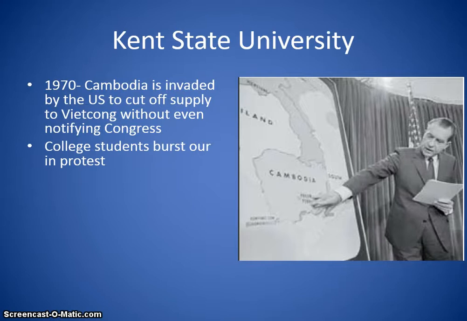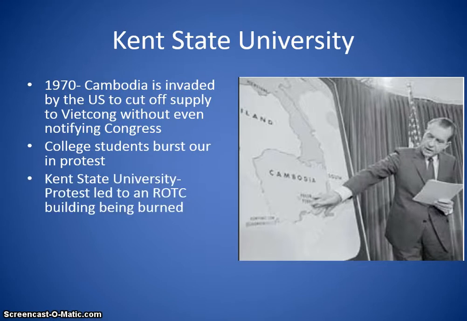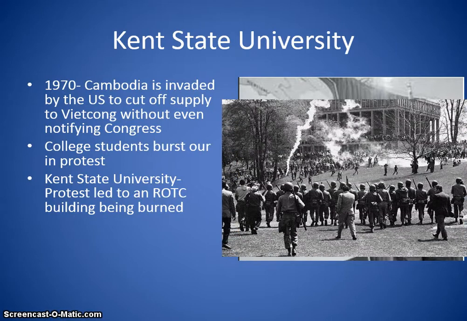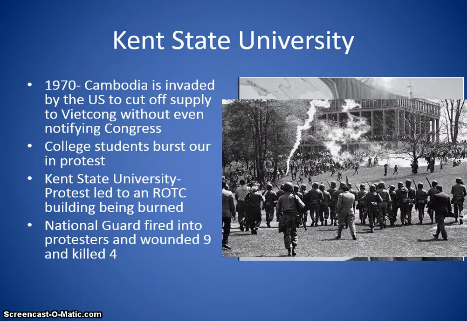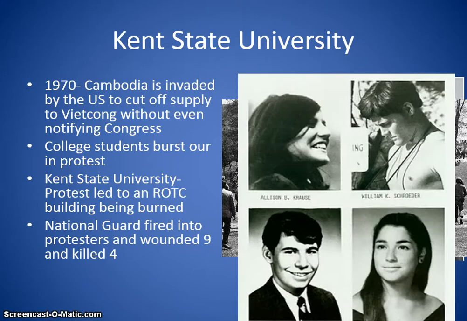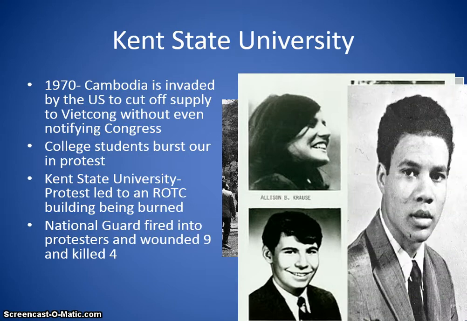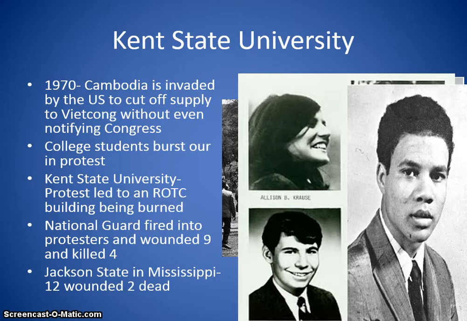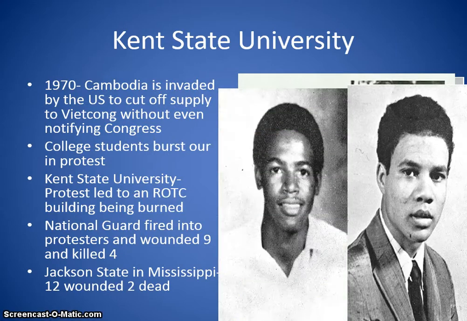Now, college students burst out in protest. Kent State University. The protest led to an ROTC building being burned. The National Guard was called in and they fired into protesters and wounded 9 and killed 4 students. Okay, those are the 4 students that were killed during this protest. Jackson State, Mississippi, the same thing happened where 12 were wounded and 2 were dead. And these were the 2 that were killed in that protest.